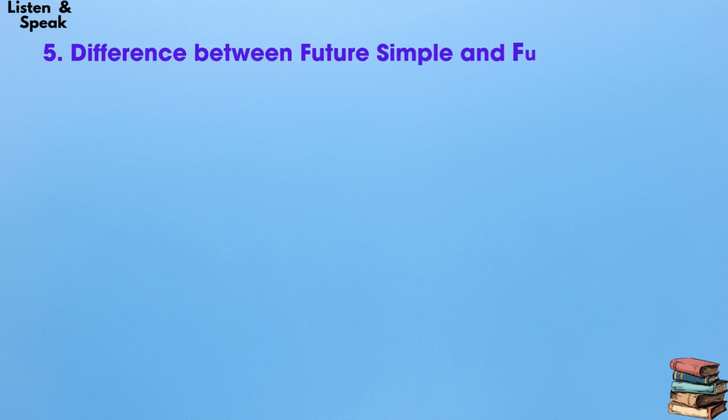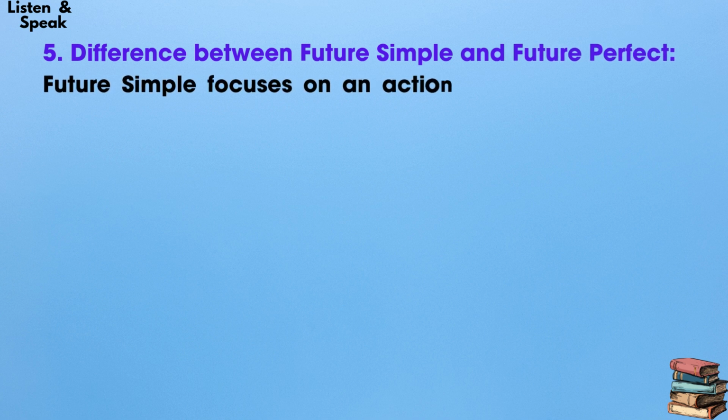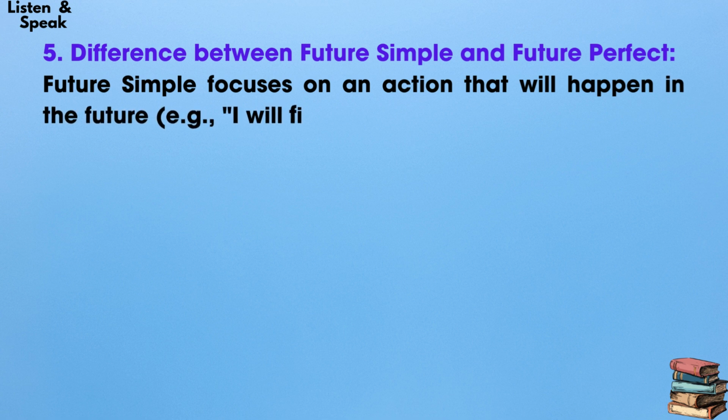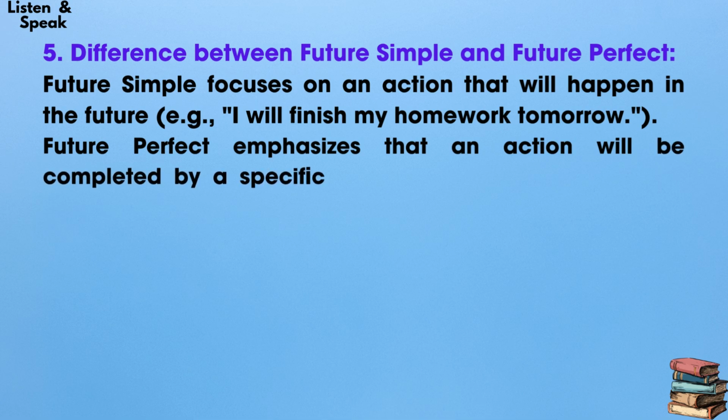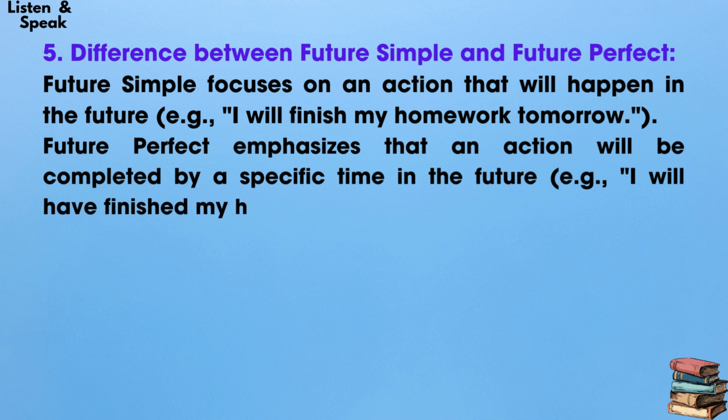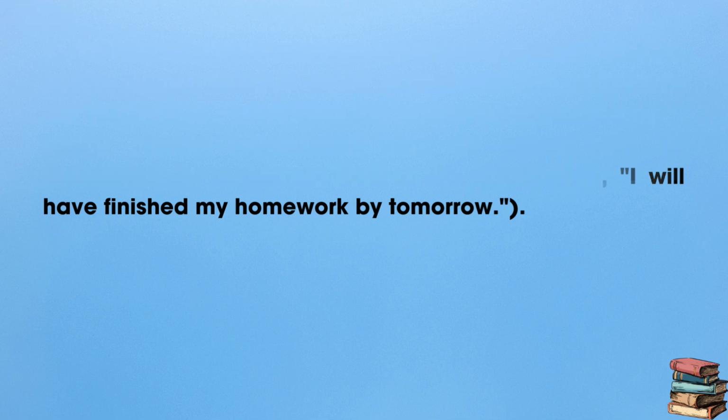Completed action. 5. Difference between future simple and future perfect. Future simple focuses on an action that will happen in the future. For example, I will finish my homework tomorrow. Future perfect emphasizes that an action will be completed by a specific time in the future. For example, I will have finished my homework by tomorrow.